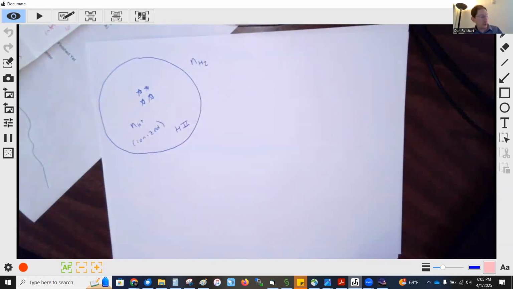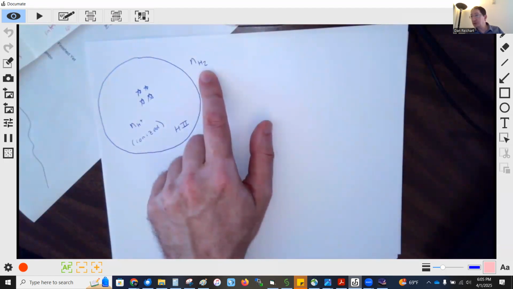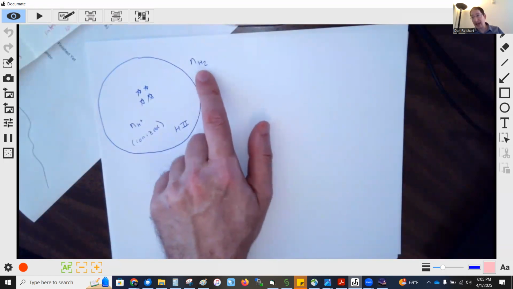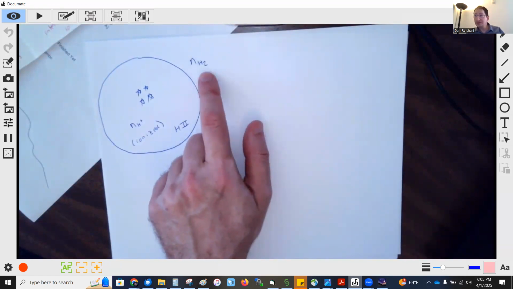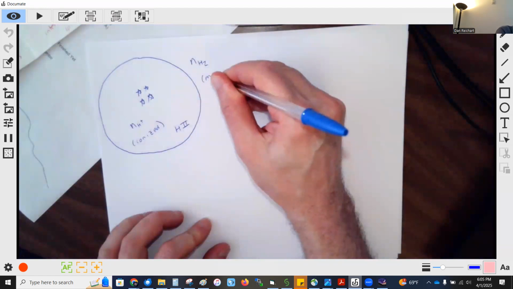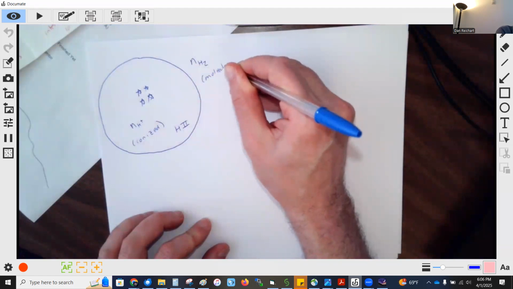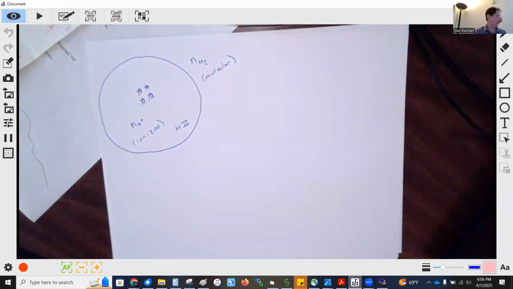So the notation's getting a little tricky here. Roman numeral 2, that's ionized hydrogen. The kind of regular 2, Arabic 2, this means diatomic hydrogen. So this is neutral, cold hydrogen. The 2 atoms have come together and made a double. Okay. So this is molecular. There we go. Okay.